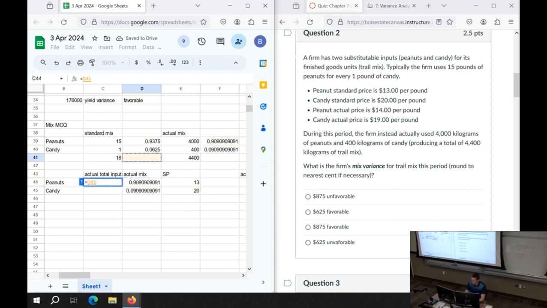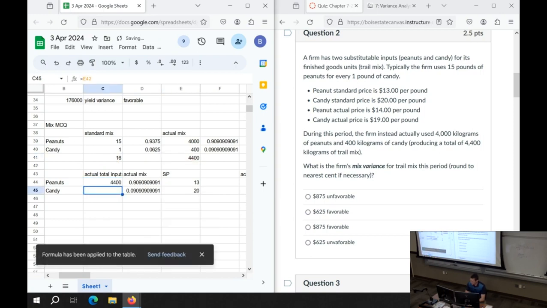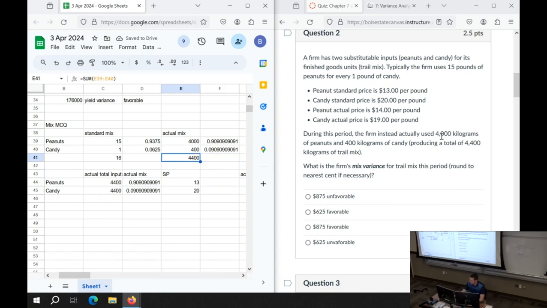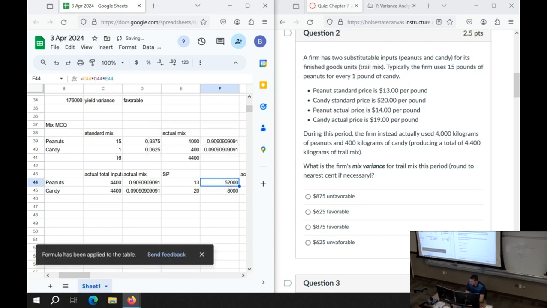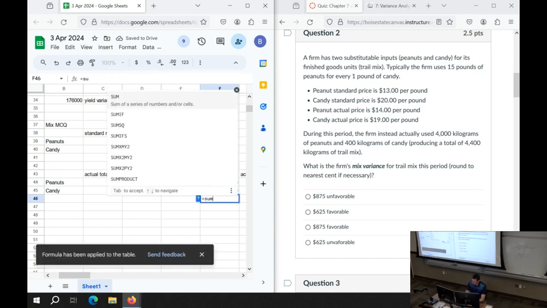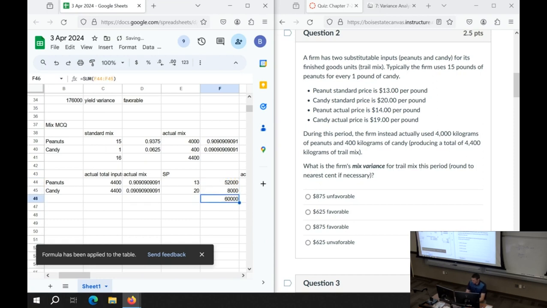Now, we're talking about the actual input units here. We actually input a total of 4,400 kilograms. At the actual mix times the standard price, we would have actually spent $52,000 on peanuts and $8,000 on candy, for a total of $60,000 for those 4,400 kilograms of inputs.